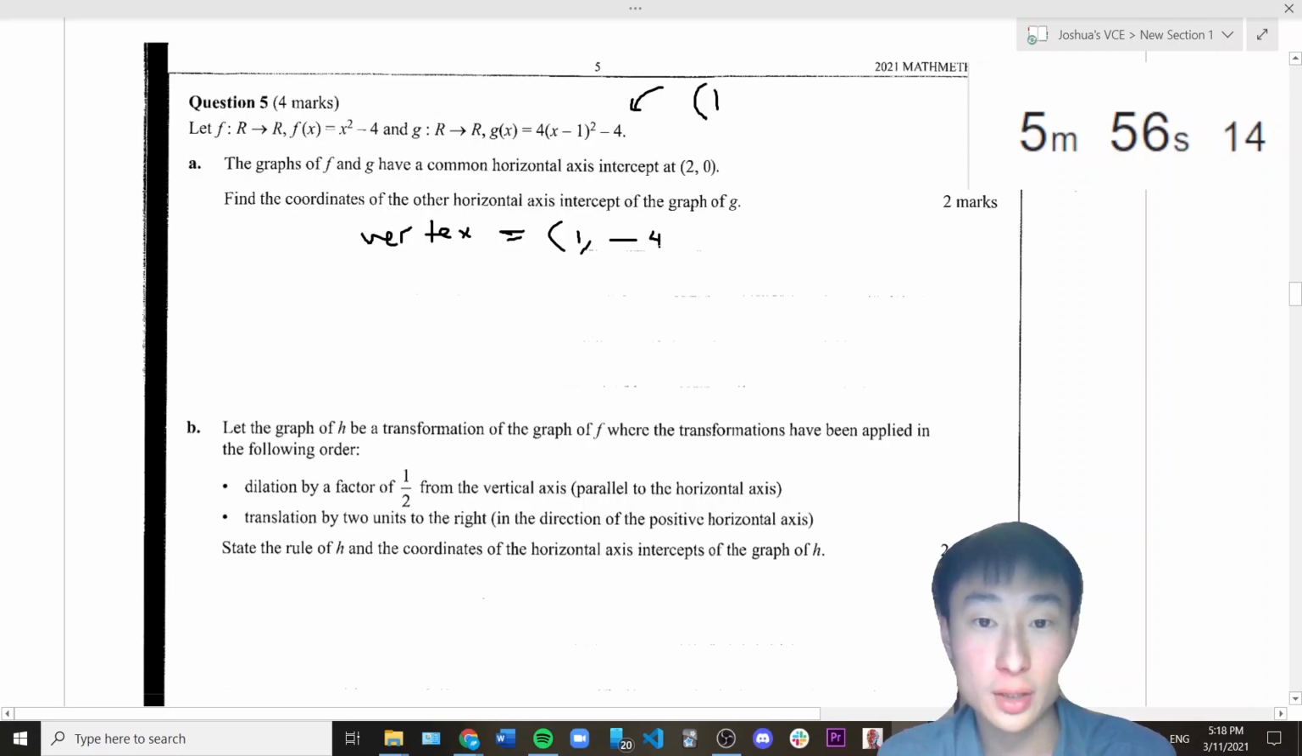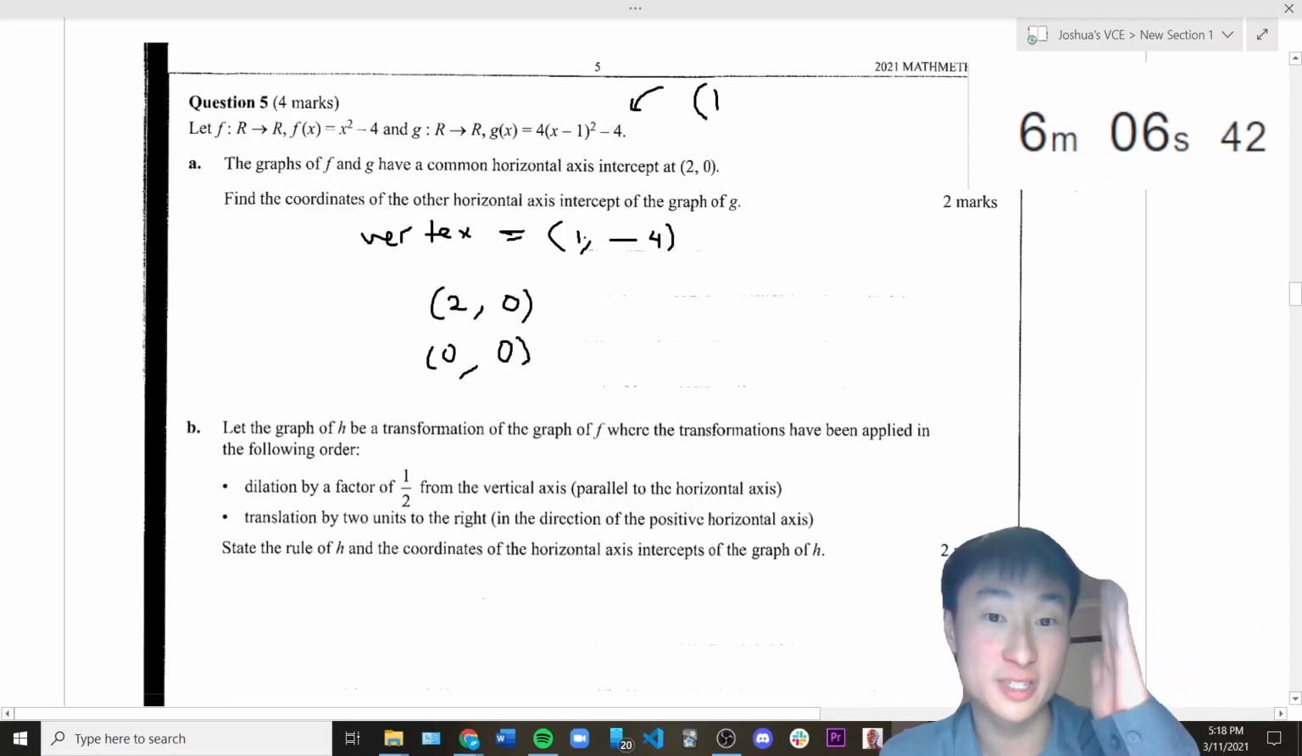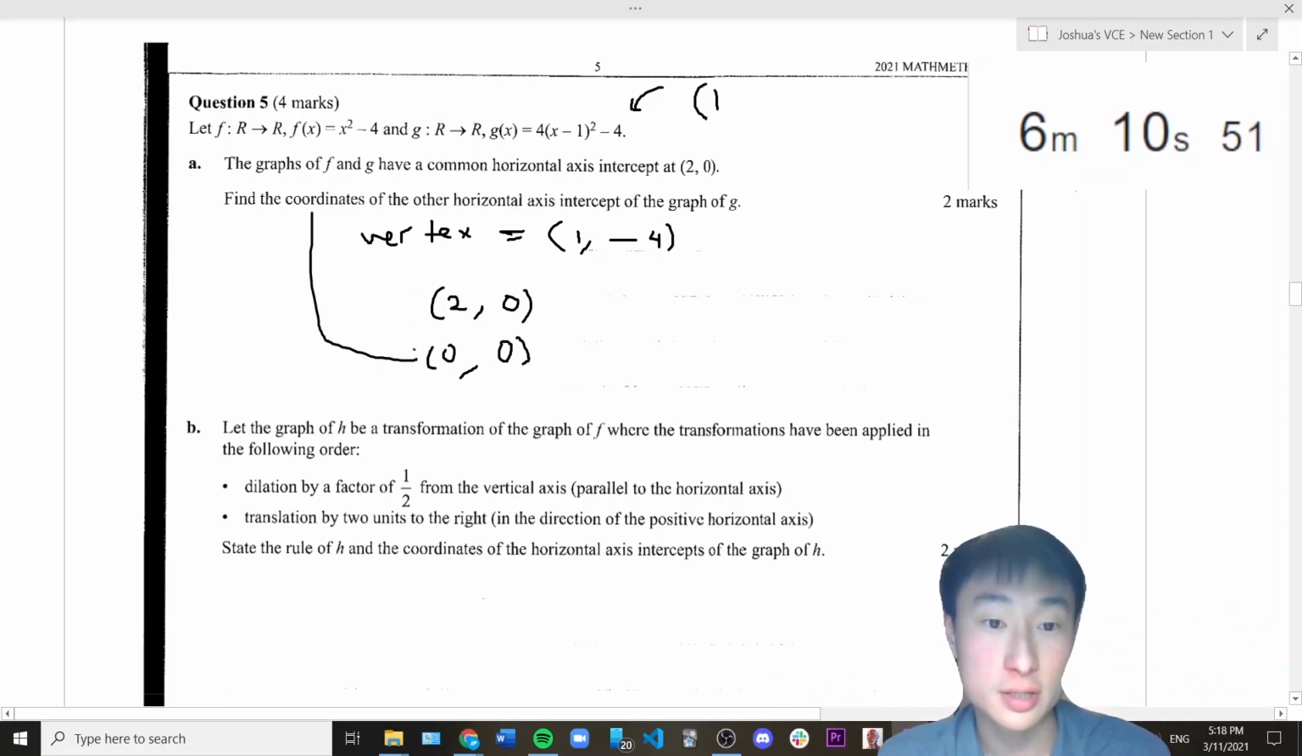negative 4. If one of the axis intercepts is 2, 0, the other must be 0, 0, because they must be equidistant from this point here. So 1 would be the center of the parabola, 0 and 2 either side. So the other one is 0, 0.